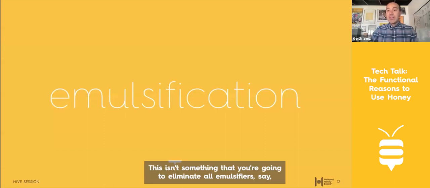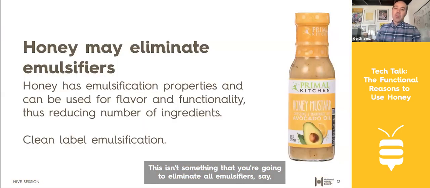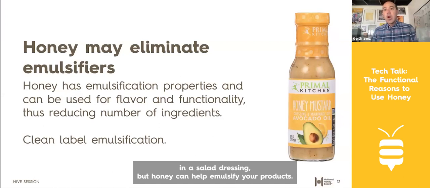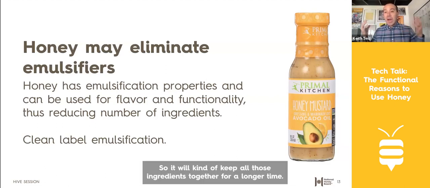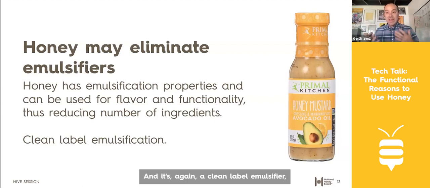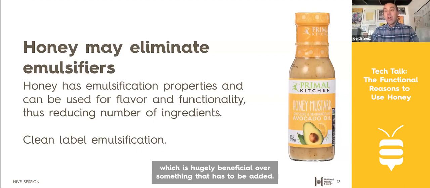Emulsification. This isn't something that you're going to eliminate all emulsifiers, say in a salad dressing, but honey can help emulsify your products. So if you use honey in a salad dressing, sort of like this honey mustard marinade with avocado oil, honey will help emulsification properties. So it will kind of keep all those ingredients together for a longer time. And it's, again, a clean label emulsifier, which is hugely beneficial over something that has to be added.